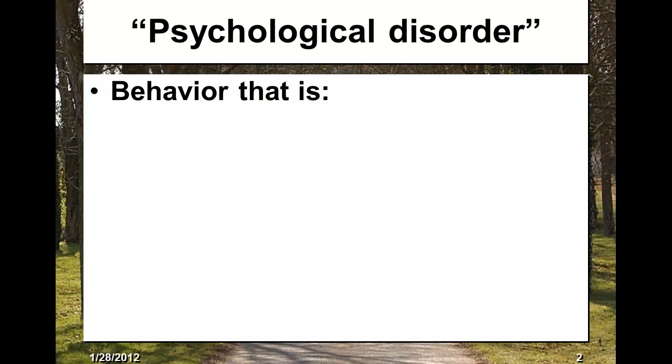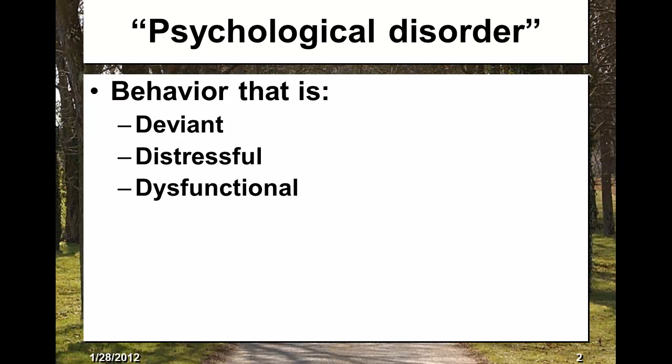So what we mean is that behavior is deviant, which means it's different than the typical person. It's sort of abnormal, atypical. It's distressful, either to the person who's having the behavior or to the people around him. And it's dysfunctional, meaning it causes him problems in his daily life. In order for something to count as a psychological disorder, it has to be all three of these things.